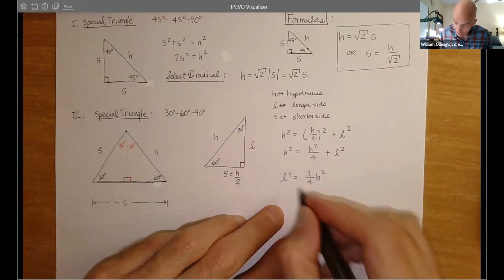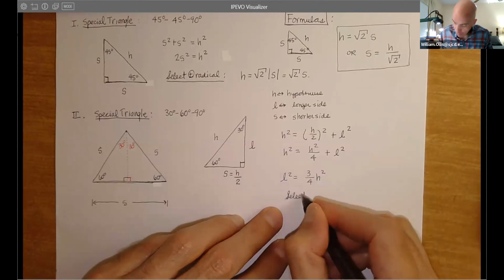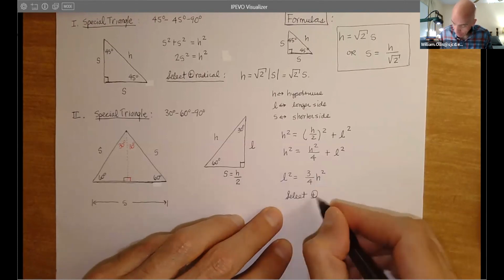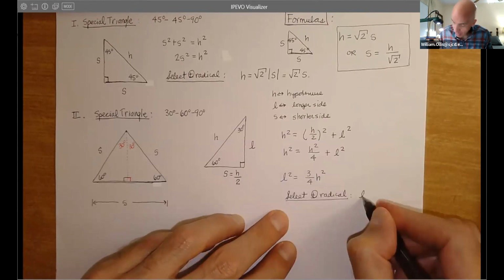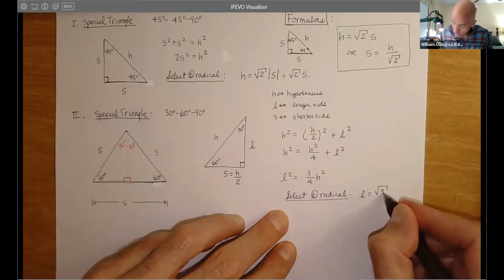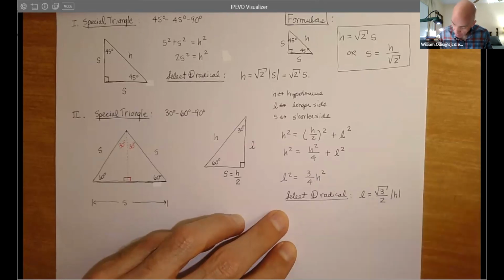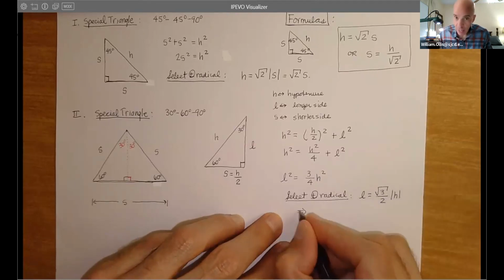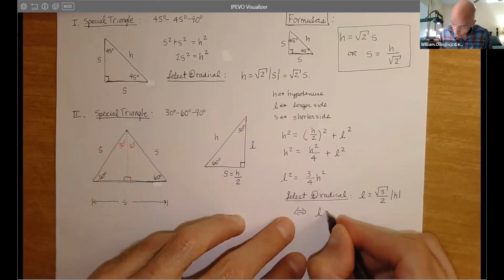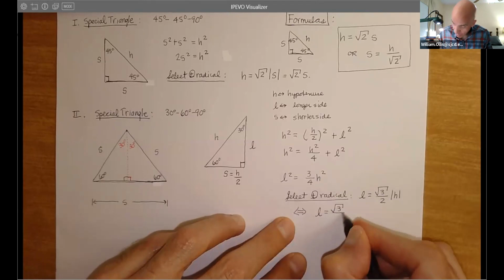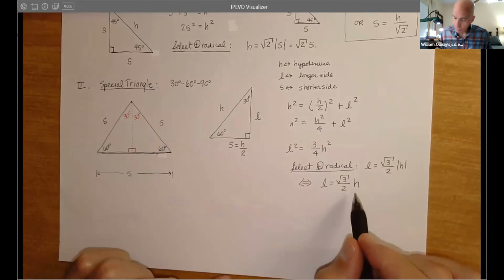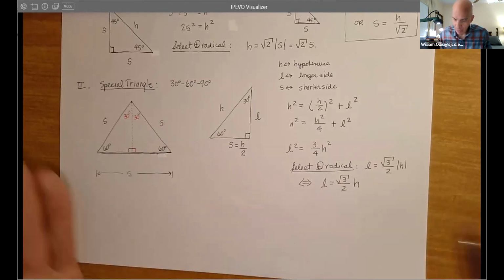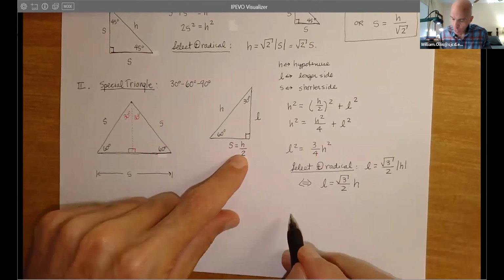So now we will select the positive radical. Sometimes I just say select positive. So L is now the square root of 3 over 2, there's that square root of 3 over 2 times the absolute value of H. Equivalently, H is non-negative, so L equals square root 3 over 2 times H. So now we're thinking, okay, well, that's fine. So good. And then, of course, S is H over 2.